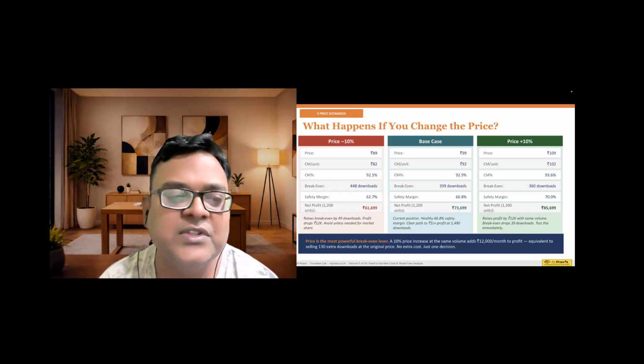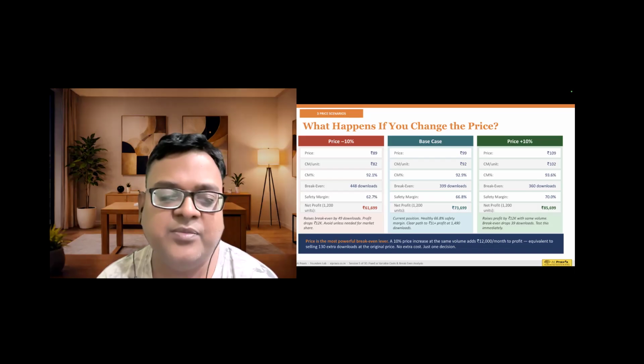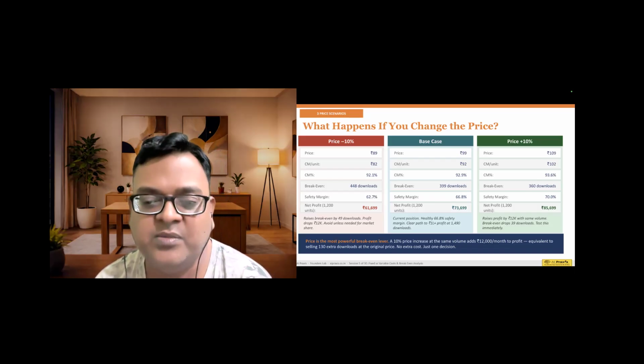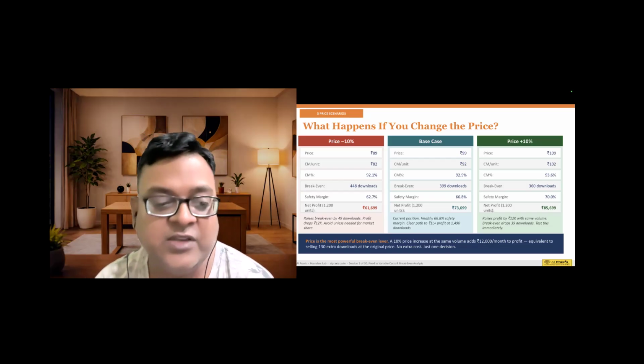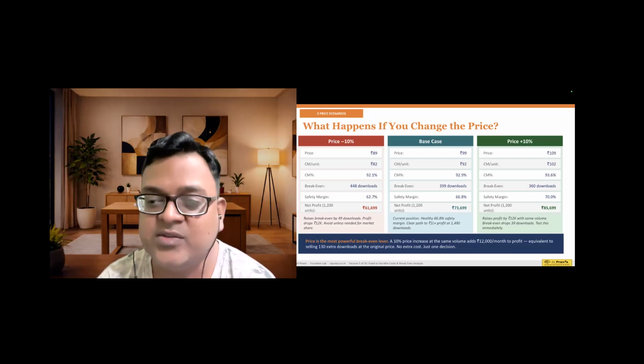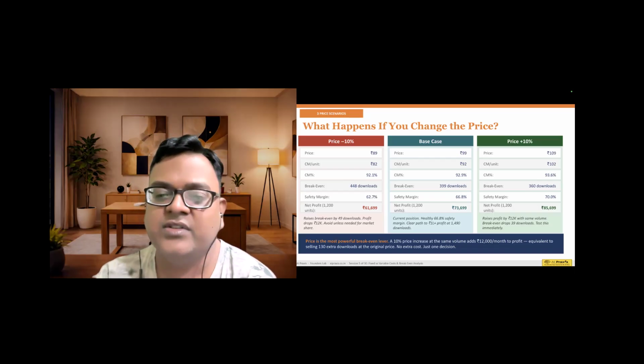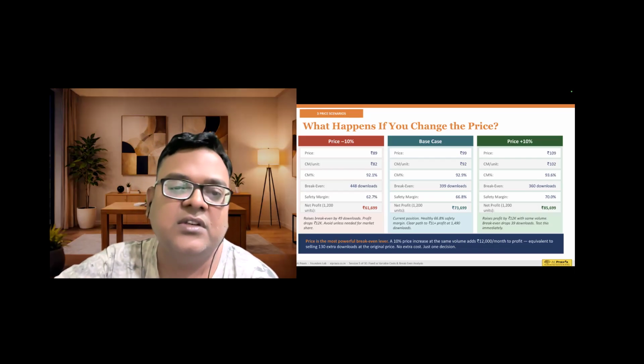So price is the most powerful break-even lever here. A 10% price increase at the same value adds 12,000 rupees per month to profit, which is equivalent to selling 130 extra downloads at the original price. No extra cost, just one decision you have to make.